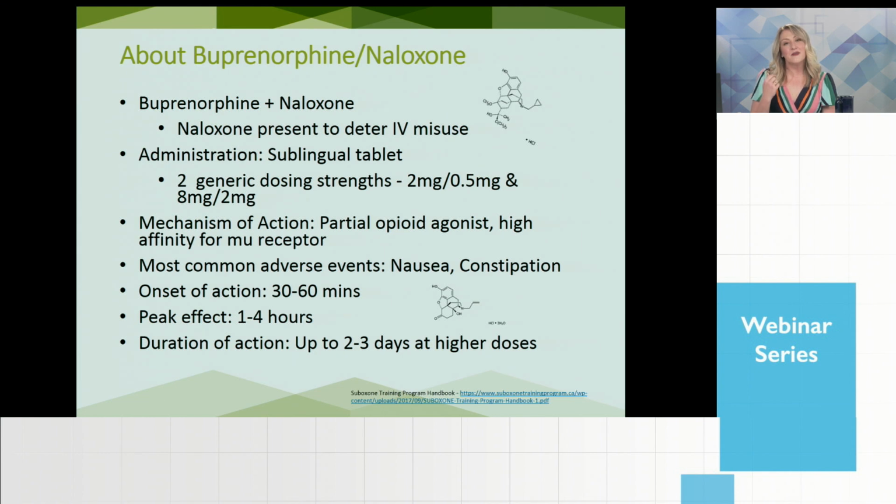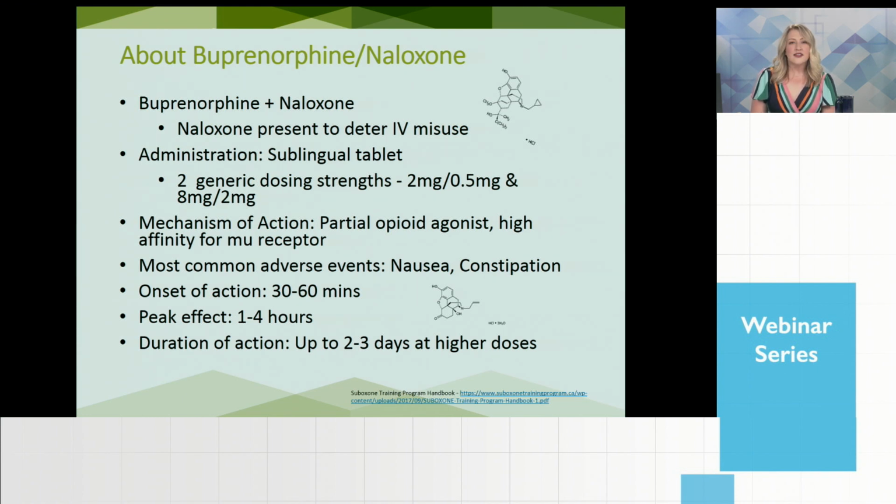As I mentioned, it's a sublingual tablet. In generic form, it comes in two dosing strengths, and you usually just refer to the first number, which is the amount of buprenorphine in the tab, so a 2 milligram tab, an 8 milligram tab. In trade, there is a 16 milligram tab. There are some differences between generic and trade in terms of the taste of the medication and how quickly it dissolves. So if your patient is having any sort of issues with whatever form they're on, make sure you look into their coverage options for the other form, or whether that is something they would benefit from and that might help with their treatment.